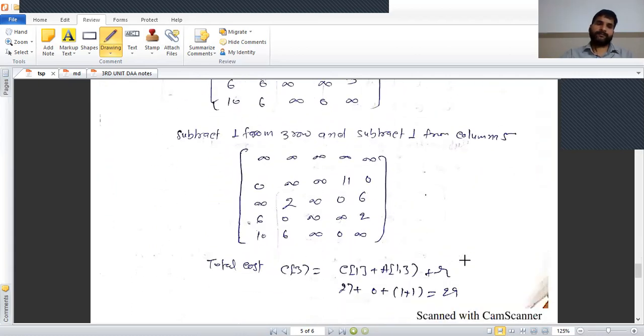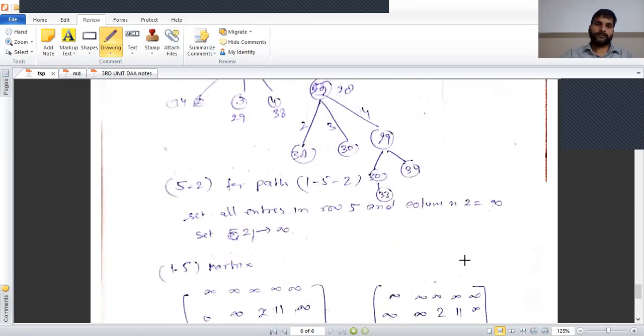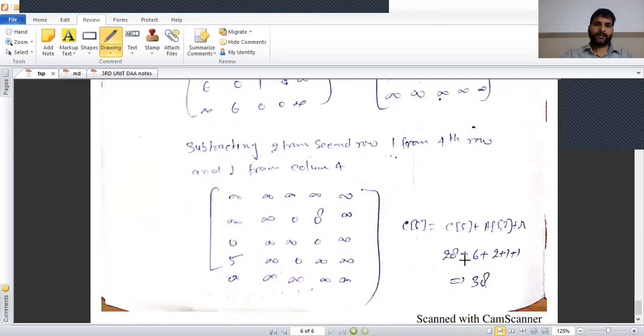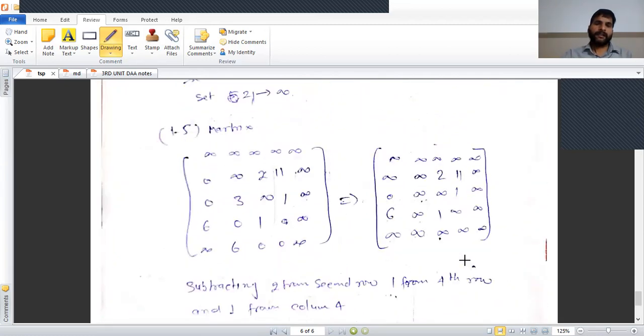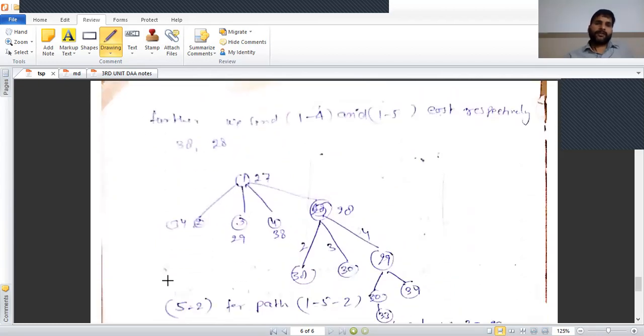Now similarly, we draw the tree of this matrix and draw all the values of this matrix: 3, 4, 2, 9, 3, 8, 2, 8. After calculating, we find the minimum cost value from 1 to 5 equal to 28.